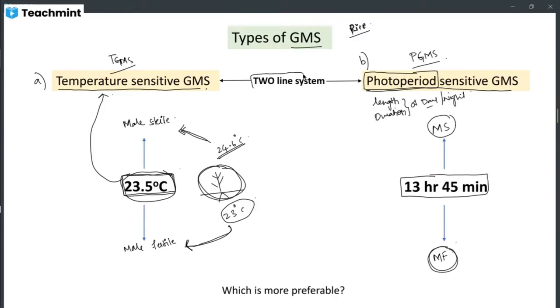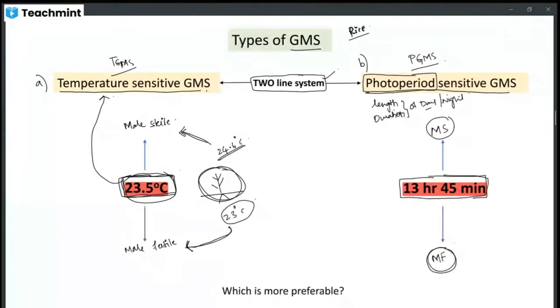Okay. About the two line system, I'll say this at last, why it is known as the two line system. But up to now, just remember that everything depends upon the temperature as well as the photoperiod. So the threshold temperature as well as the threshold photoperiod are important. You need to remember this. So among temperature sensitive genetic male sterility and photoperiod sensitive genetic male sterility, which one is most preferable? Do you have any idea about which one is most preferable? Anyone? PGMS.